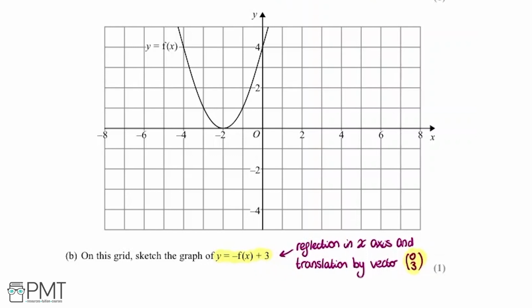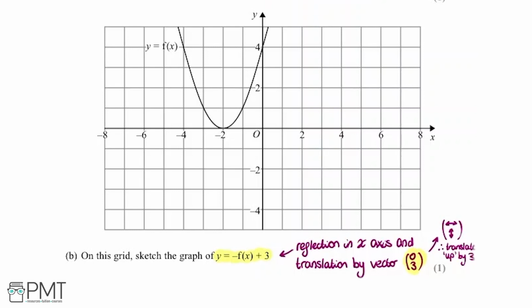A little reminder of what this vector notation means. It's laid out like this. The top number represents left, right, and the bottom number represents up, down. So in this case, we've got 0 on the top, so no left and right, and we've got 3 on the bottom, up and down. So therefore, we're going to translate up by 3.